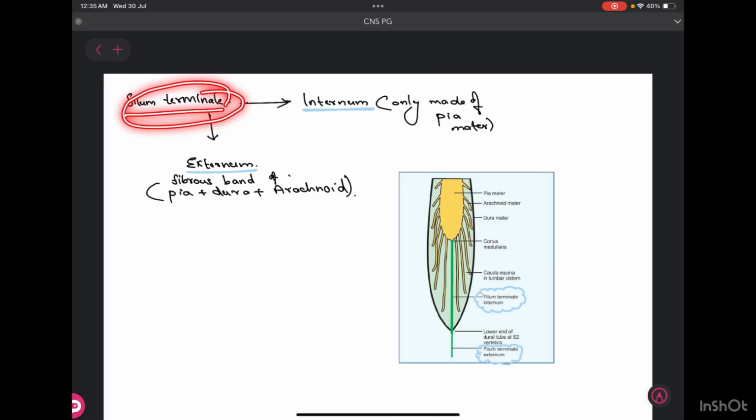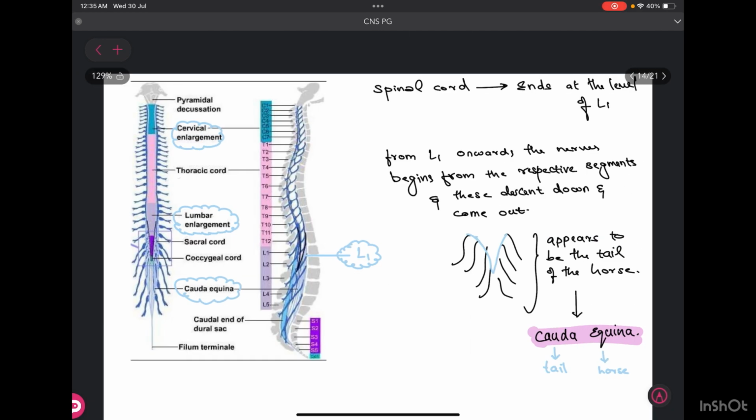Filum terminale, we have two: it has an internum and it also has an externum. So guys, what is the difference? Can you guess this from this picture? The filum terminale internum is only made up of pia mater, and the externum is a fibrous band of the pia, dura and arachnoid. So that is the difference.